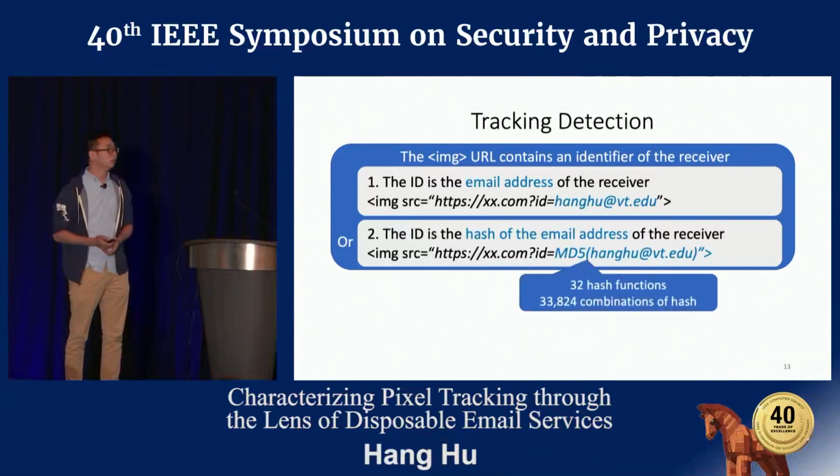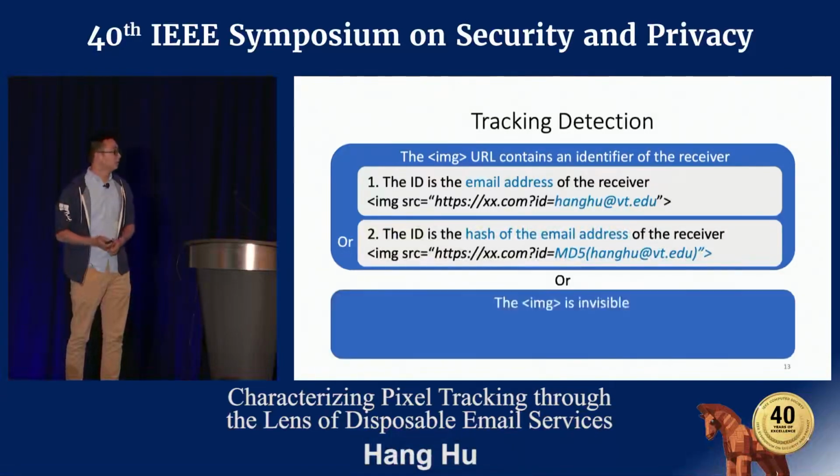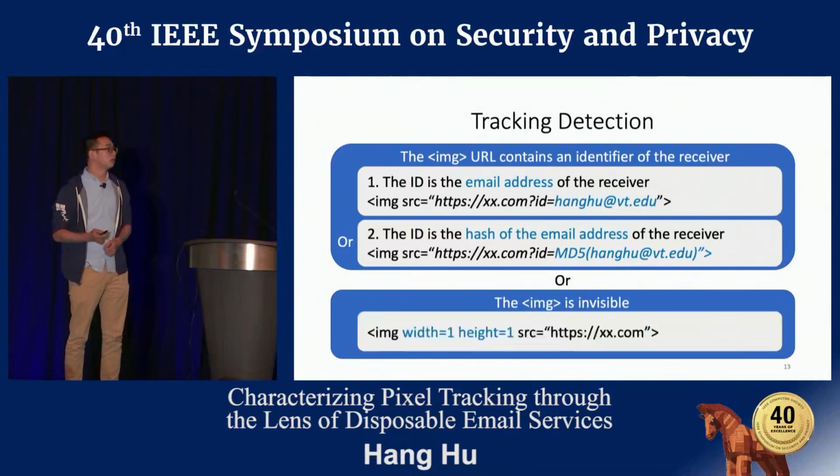In total, we looked for 32 types of hash functions and more than 33,000 combinations of them. It's also possible that the tracker is using some kind of ID that we cannot guess. Instead of keeping on looking for the form of the identifier, we also consider extremely small image tags as tracking pixels. To be more conservative, we only consider image tags that have a size of 1 × 1 as tracking pixels.